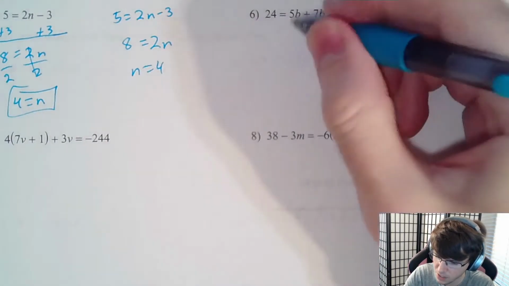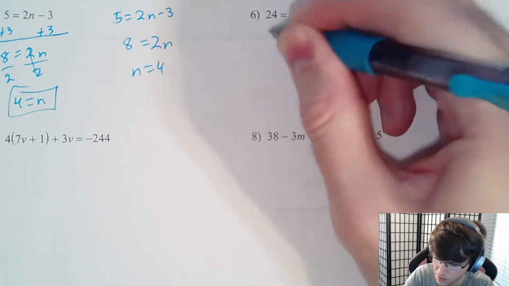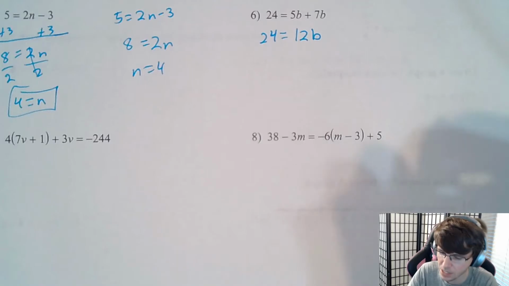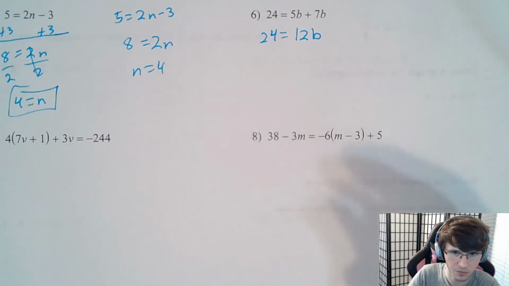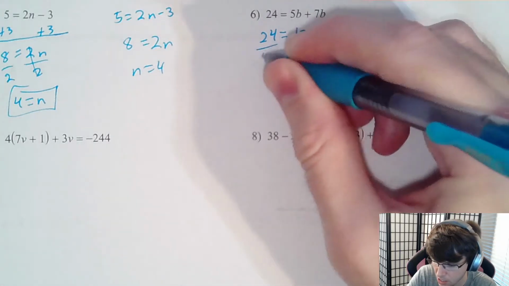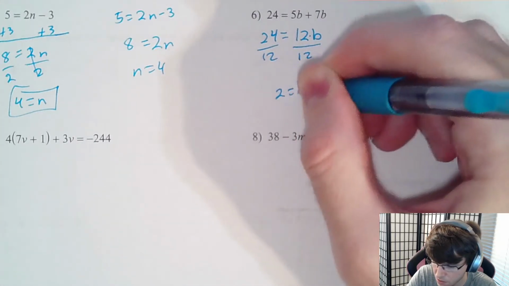5b plus 7b is 12b, and that's going to be 24. So we added like terms there because we had two b's on the same side. And now, just like before, we see 12 is multiplying that b, so we're going to divide both sides by 12. That's going to give us 2 is equal to b.